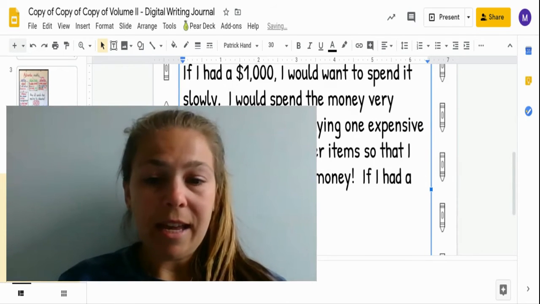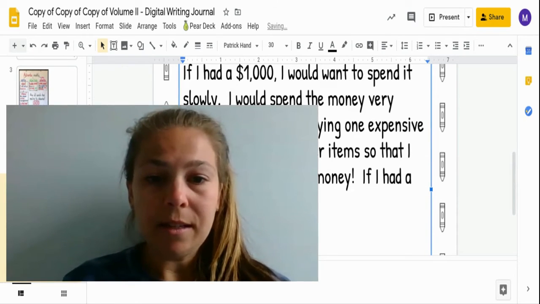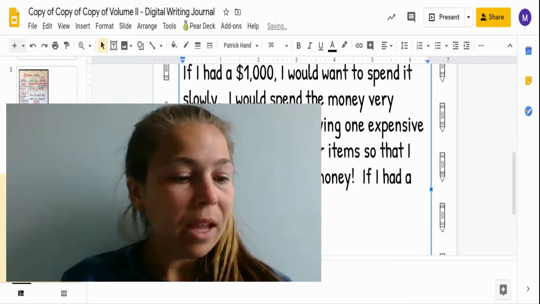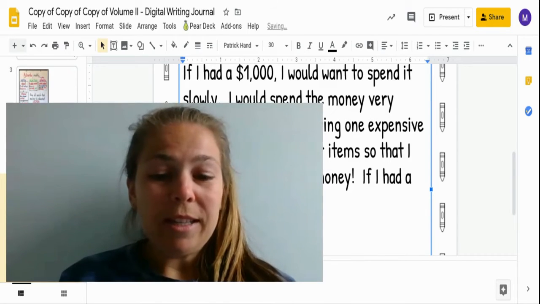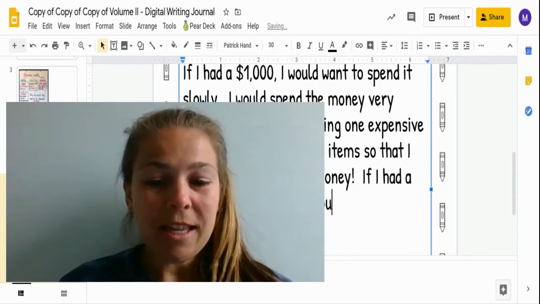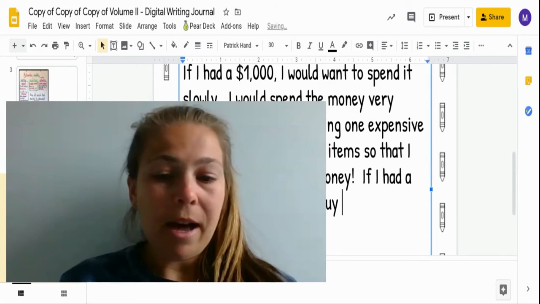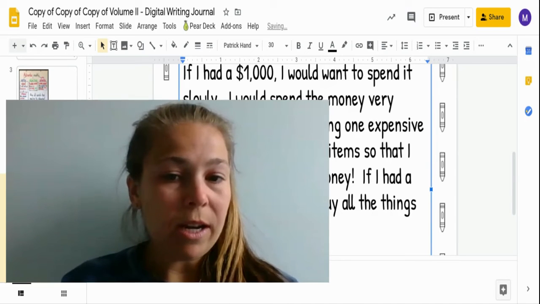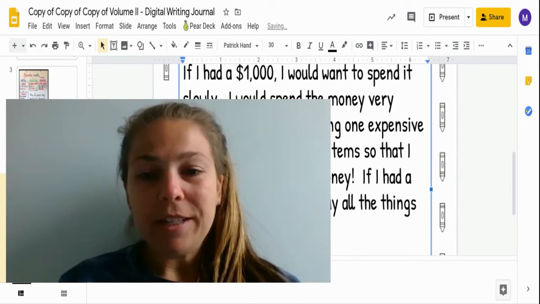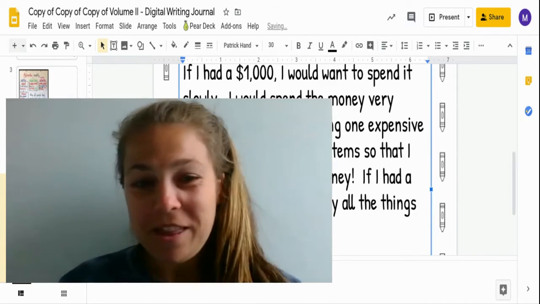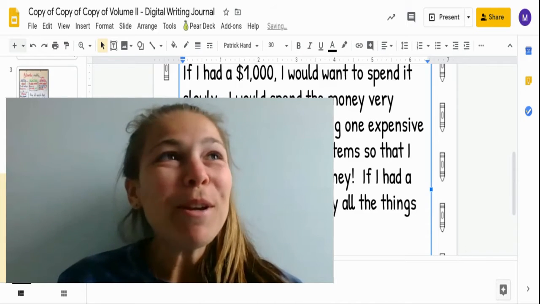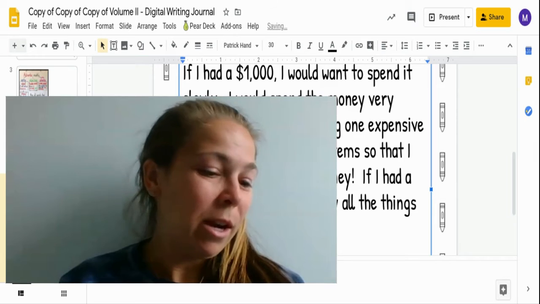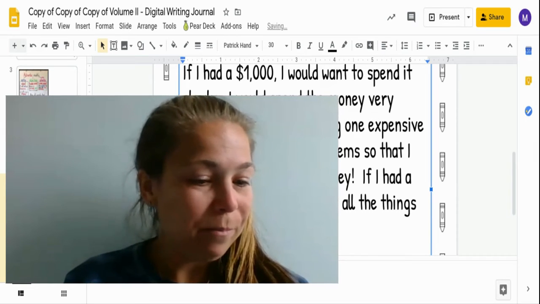If I had forgotten to add that comma, $1,000, I would selfishly buy all the things that I wanted for myself. So that means I'm not going to share this $1,000 with my husband, with my dog, or my friends or family. I'd want to keep this all to myself.